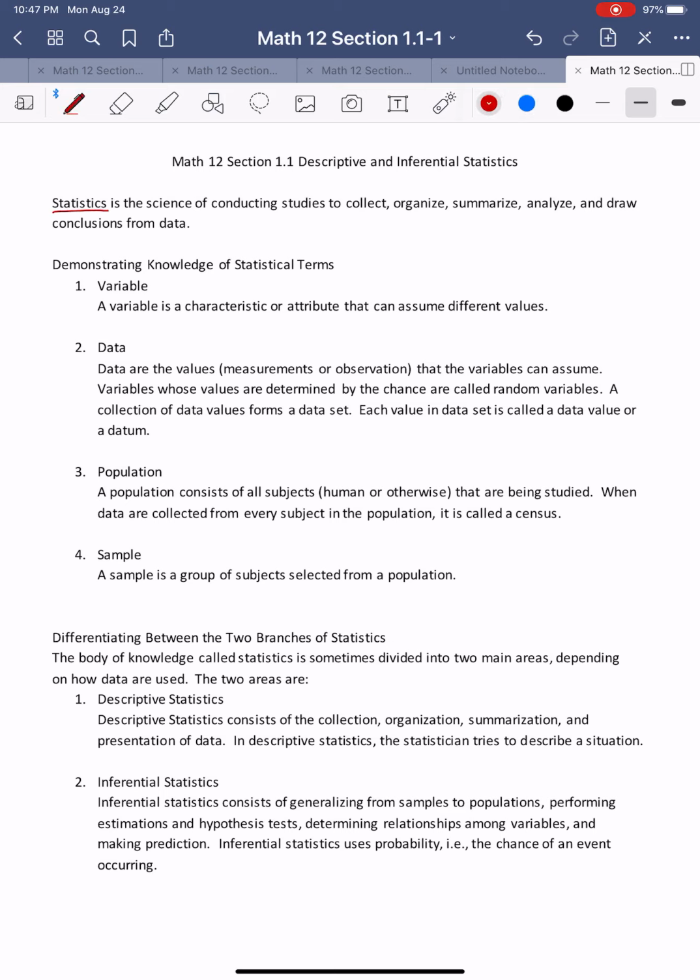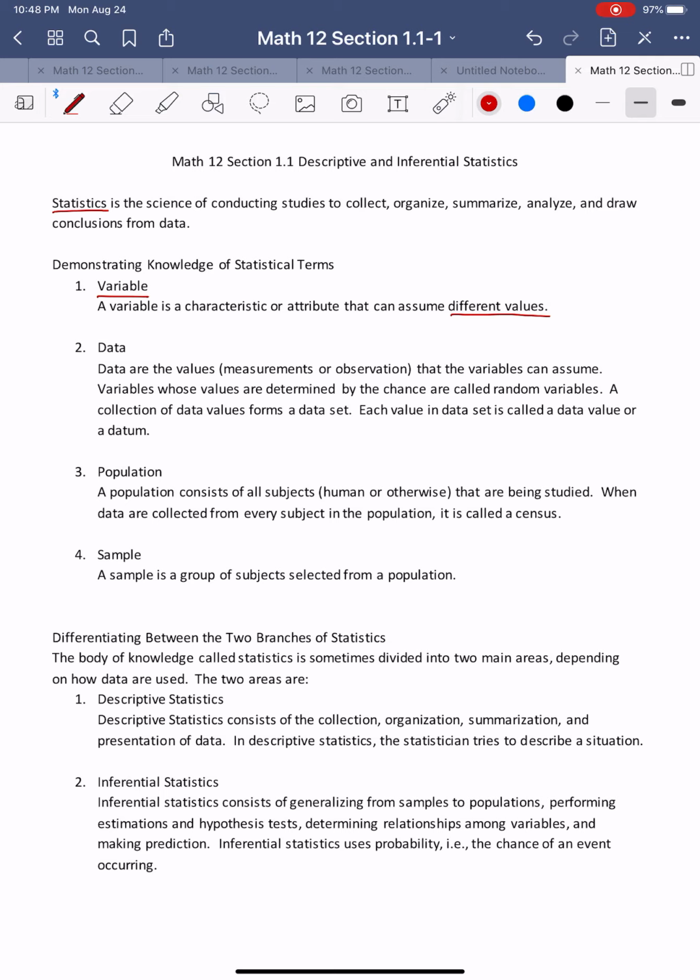So statistics is the science of conducting studies to collect, organize, summarize, analyze, and then draw conclusions from the data. Since we have to talk about statistics, in here we're using a variable. Okay, so what is a variable? A variable is a characteristic or attribute that can assume different values. So that's what we're doing in statistics.